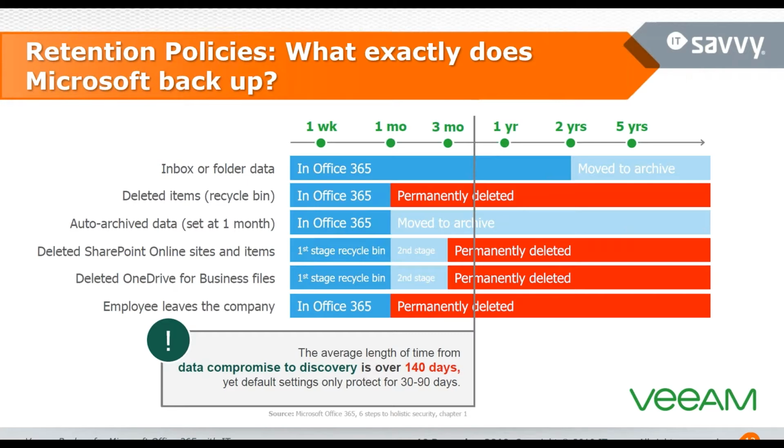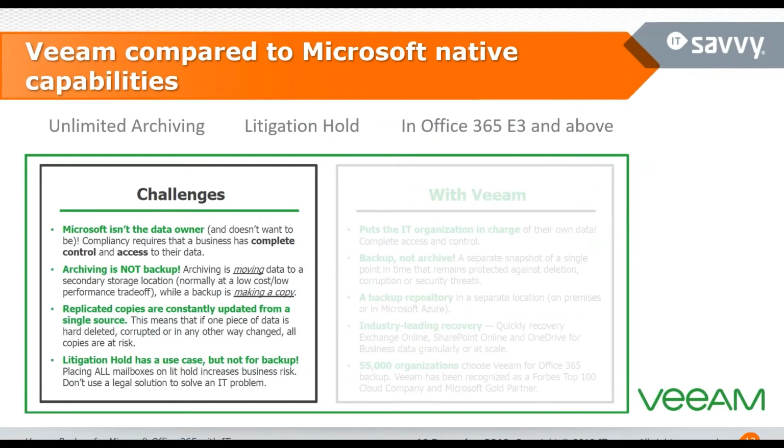And this statement about the average length of time from data compromise to discovery is over 140 days. That comes directly from Microsoft. That is out of one of their released reports of what they have found, which right there states what the challenge is for us. And let's talk about some of their features, and let's understand that first of all, we love that Microsoft is here to provide this service, so that we can also provide this product. But it's also important to remember that Microsoft isn't the data owner. I talked a lot about that.